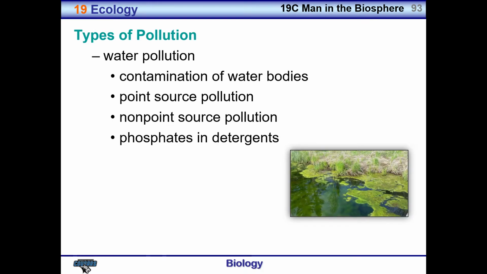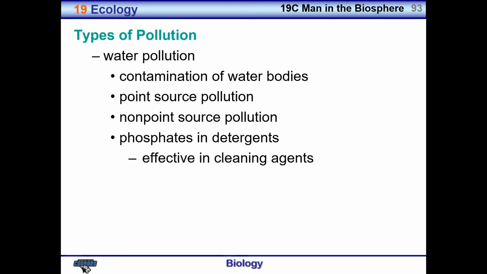Phosphates can also be in sewage when it's released into a stream. First of all, phosphates are very effective cleaning agents, but the problem is that they're like fertilizer to the algae that grows in streams, and eventually the streams can be just practically clogged with algae, so that it makes it difficult for other living things to survive.